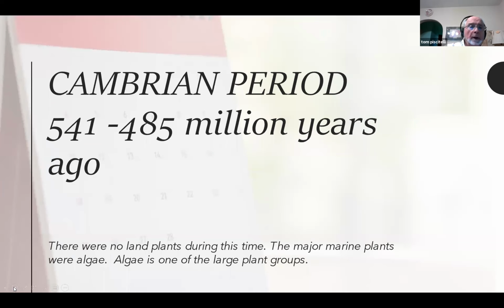During the Cambrian period, there were no land plants at this time. The major marine plants were still algae. Algae is one of the large plant groups. Next slide, please.